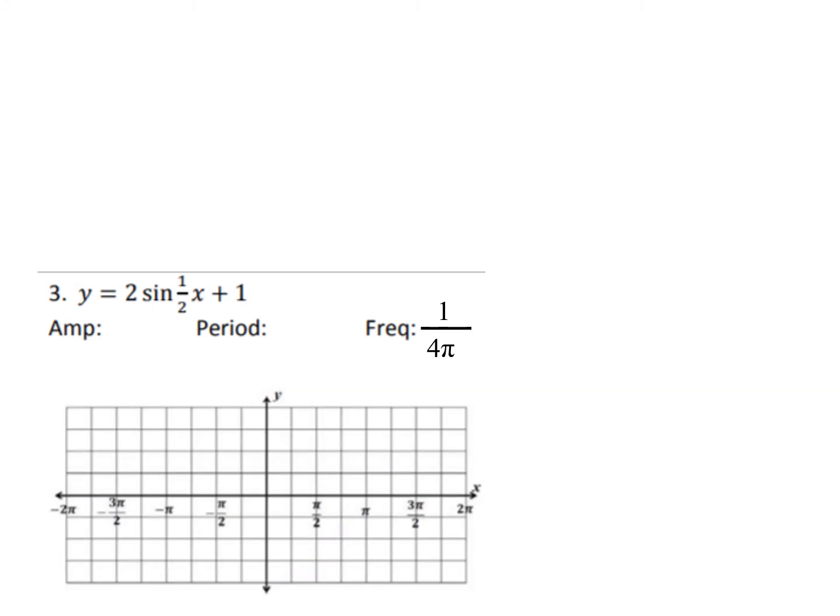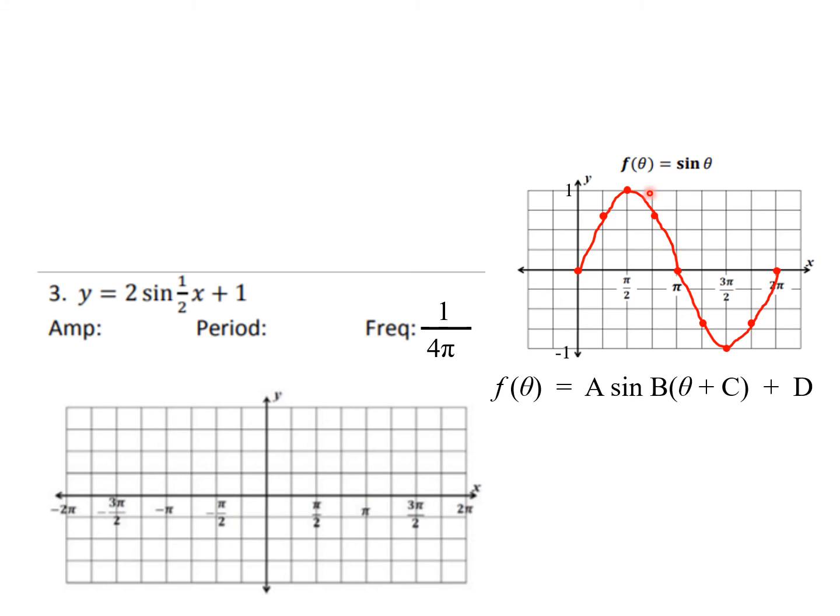Another example. Let's do this one: the sine of 1/2 theta times 2, plus 1. So the parent function, once again, will be sine theta. Now let's identify some things. I'm going to put some letters in there: there's an A, there's a B, there's a D. I notice that the amplitude is 2. And so I'm going to put it in there, right there.